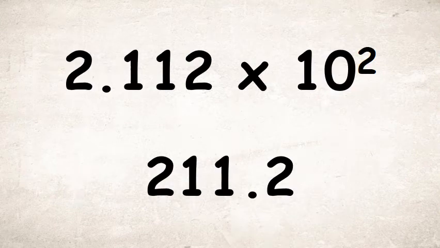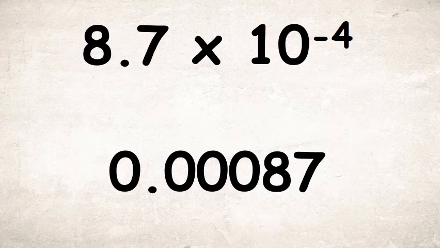Next we have 2.112 times 10 to the power of 2. In this case we have to shift the decimal point 2 times, and that will give us 211.2. Now we have a negative power, which implies again a small number, so we have to shift the other way, we have to shift to the left. Alright, so we have to shift our decimal point 4 times to the left, and that will give us 0.00087. Remember that those hops which are empty, we have to fill them in with extra zeros.